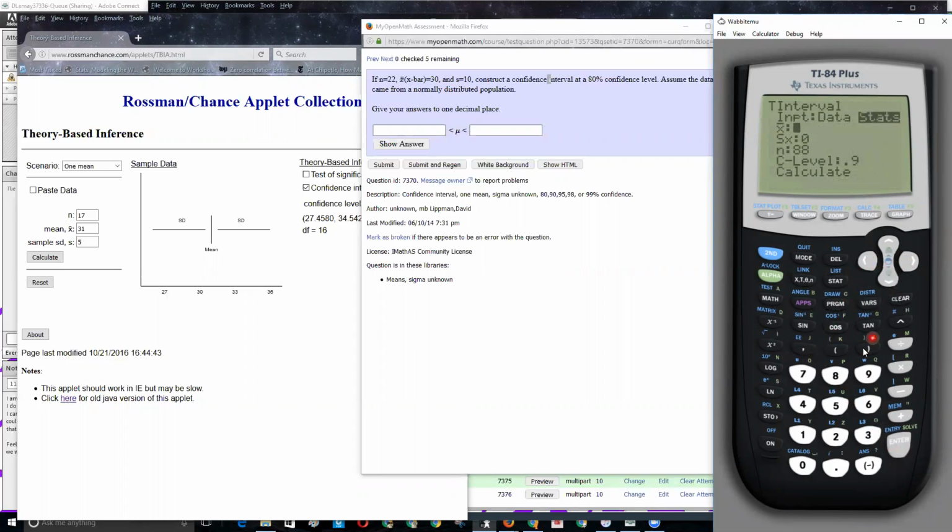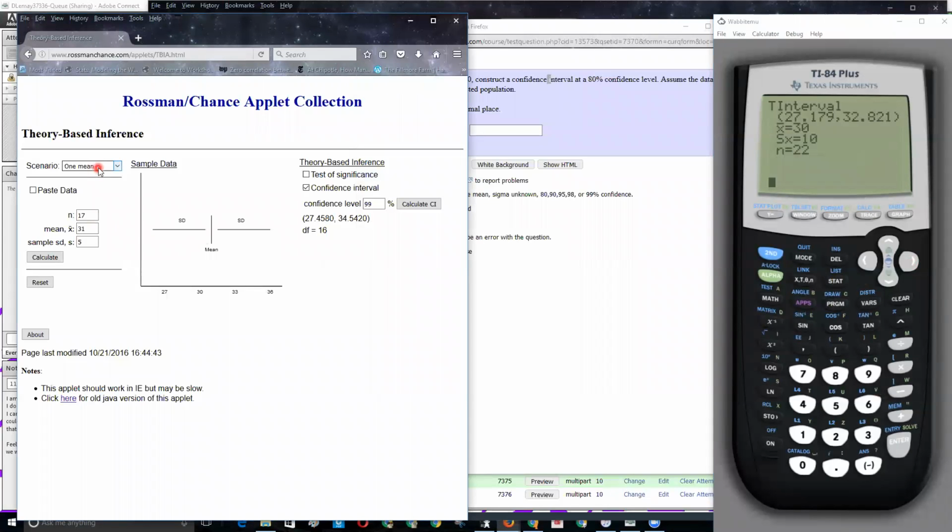So we're going to come down to X bar, and we came up with a sample mean of 30. We came up with a sample standard deviation of 10. We had 22 items in our sample, and we're looking for an 80% confidence interval. A pretty low level of confidence, so 0.8. Come down to Calculate, and that's what it's saying the interval is.